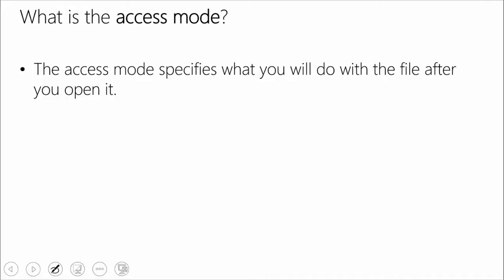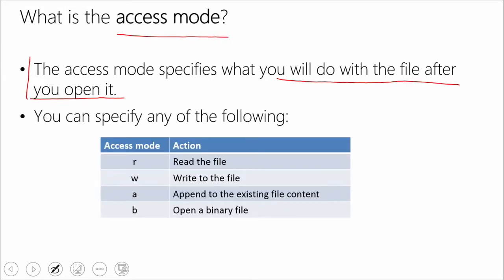Well, what about the access mode? The access mode is going to indicate how it is that you want to open up that file. Do you only want to be able to read? Do you only want to be able to write? Or, as it puts it right here, what are you going to do with this thing after you open it? That's what the access mode is all about. And what you're going to notice is that there are 4 basic access modes available.